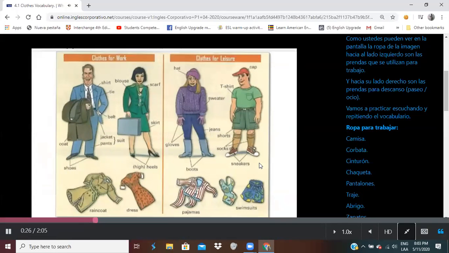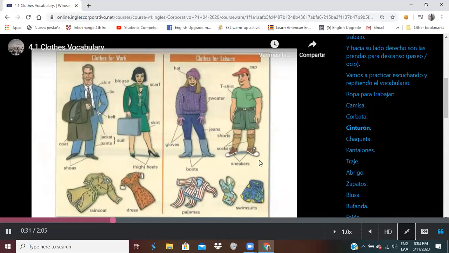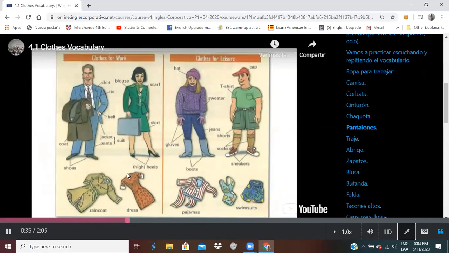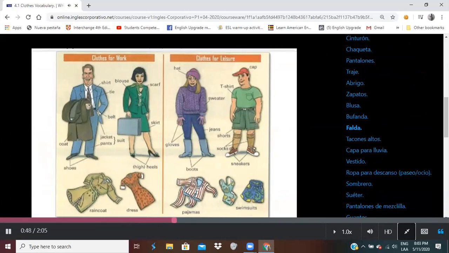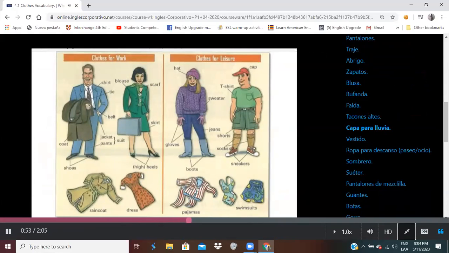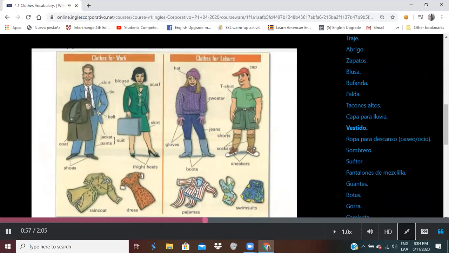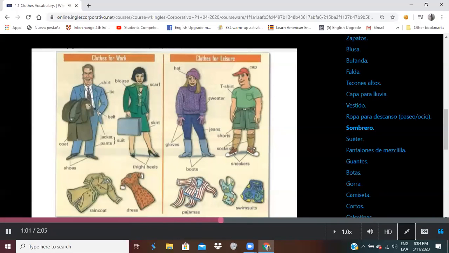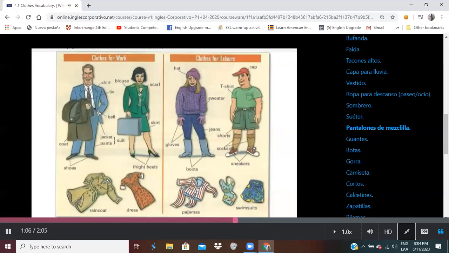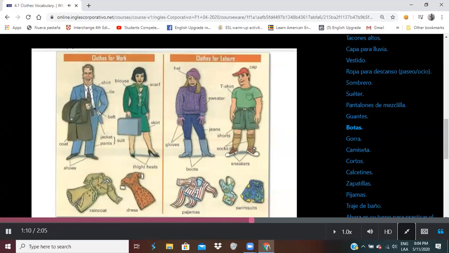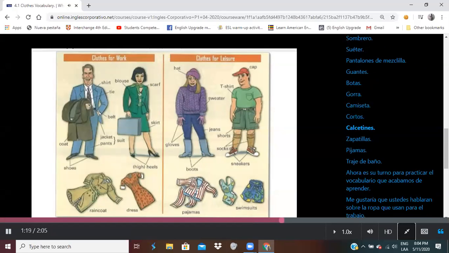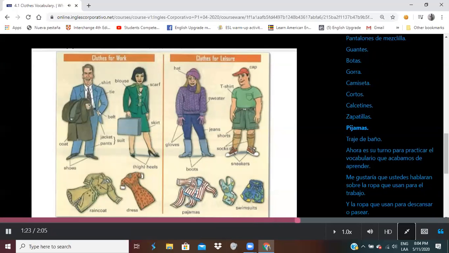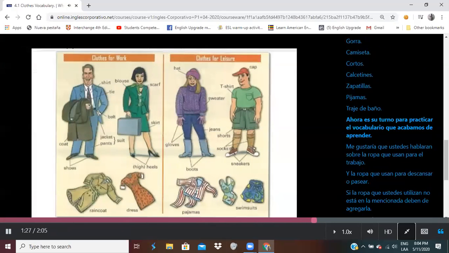Clothes. Pants. Suit. Coat. Shoes. Blouse, scarf, skirt, high heels, raincoat, dress, clothes for leisure, hat, sweater, jeans, gloves, boots, cap, t-shirt, shorts, socks, sneakers, pajamas, swimsuits.